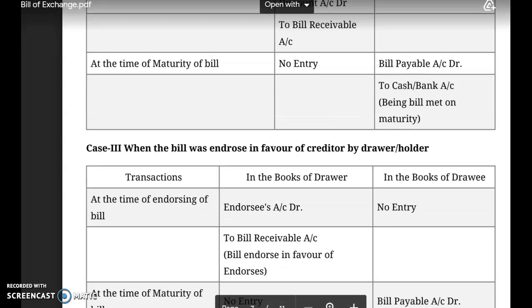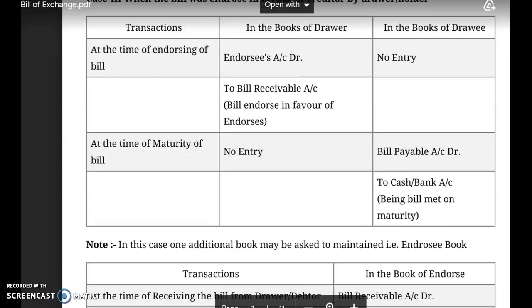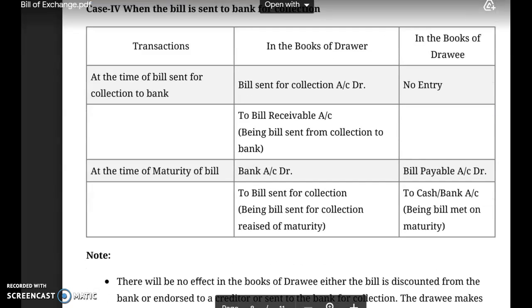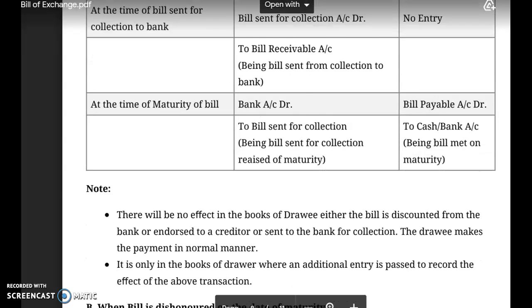And in the third case, again, the bill is endorsed or transferred in favor of a third party. Entry will be recorded: endorsee account debit to bills receivable account. And in the last case, when the bill is sent to bank for collection, bills for bank collection account will be debited and bills receivable account will be credited.